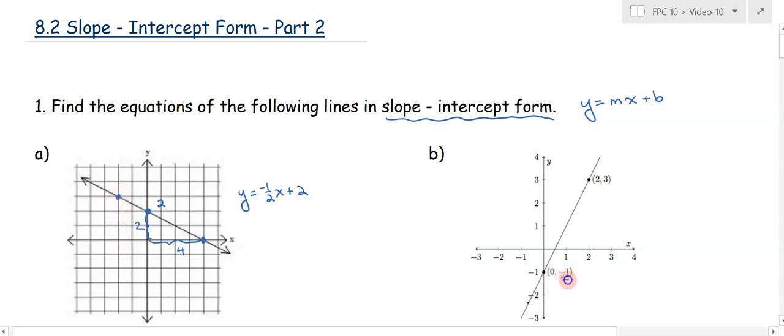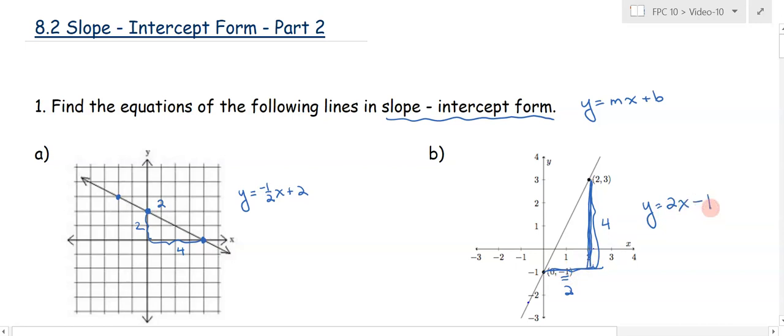Over here, same thing. In this case, my y-intercept is negative 1, and my slope is, again, we have to count a rise over a run. Our run is going to be to the right 2, from 0 to 2, and the height is going down 3, and then one more is 4. So in this case, my slope is 4 over 2, which is 2. My slope is 2, and my y-intercept is negative 1.